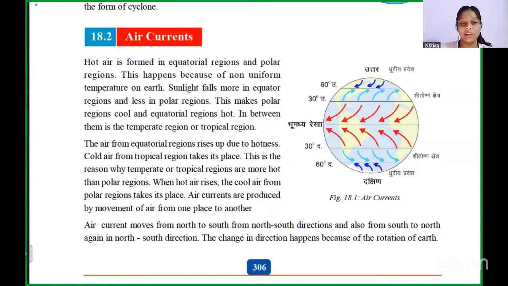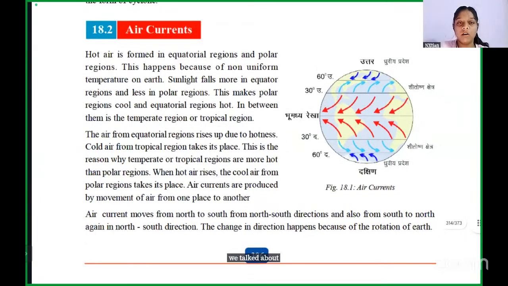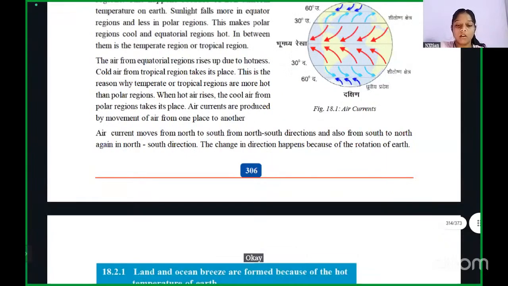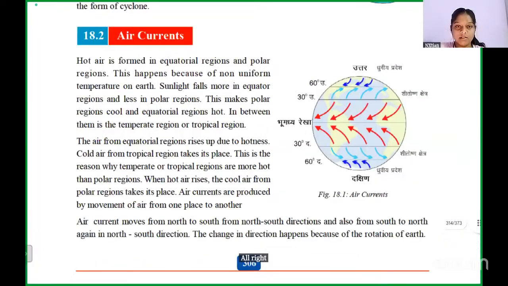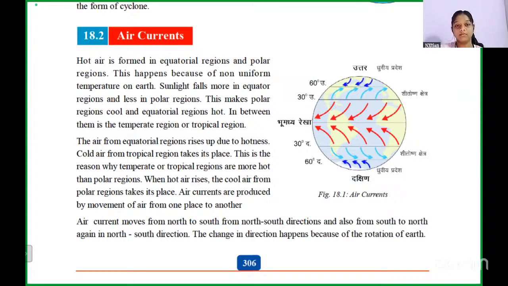So yesterday we talked about air currents. Any questions from the portion that we studied? Hope it was clear to you how the air currents are produced. What are the three regions? What's the temperature in all three regions? Hope all of that part is clear to you all. No doubts.